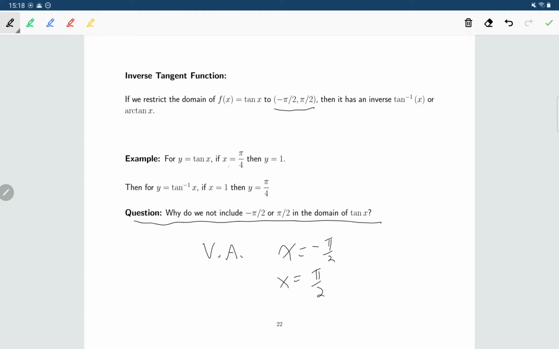So if you know that tangent of pi over 4 is 1, then tangent inverse of 1 is pi over 4. And again, same thing that I'd said about the inverse sine function and inverse cosine function. Inverse tangent, much in the same way, could be written as tan to the power of negative 1, or it could be written as arctan, the arctangent function.